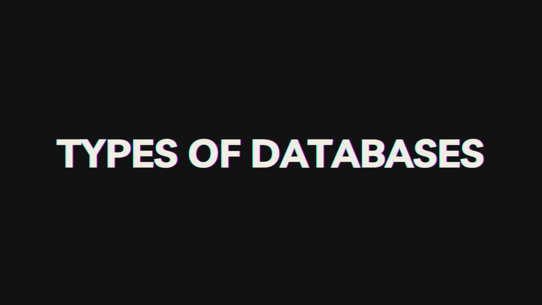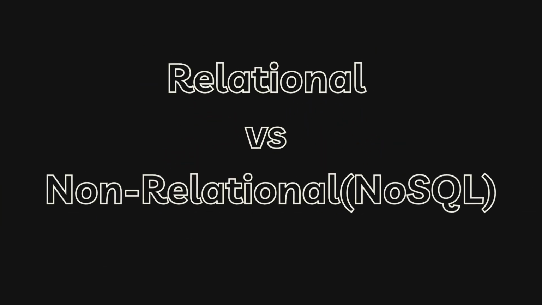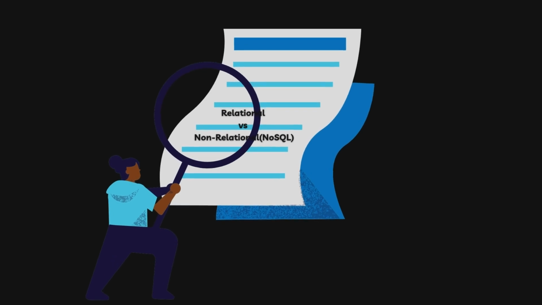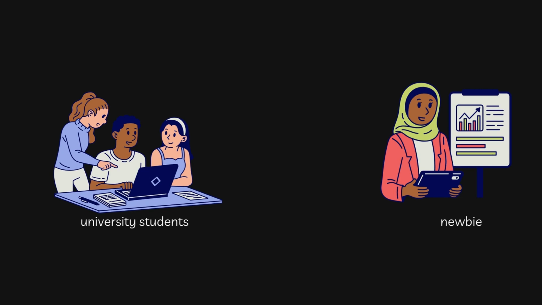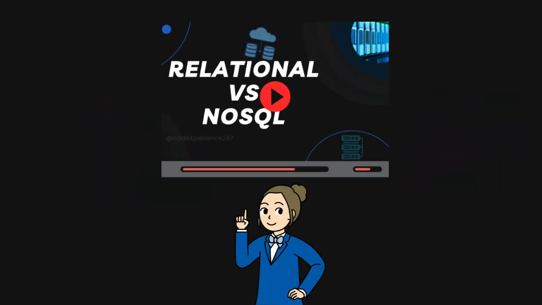Today we're diving into a super interesting topic, types of databases. Basically, we'll be breaking down relational databases versus non-relational databases, or what we call NoSQL databases, and we'll explore when to use each one of these. So if you're a university student or you're just getting started with databases, this is the video for you.